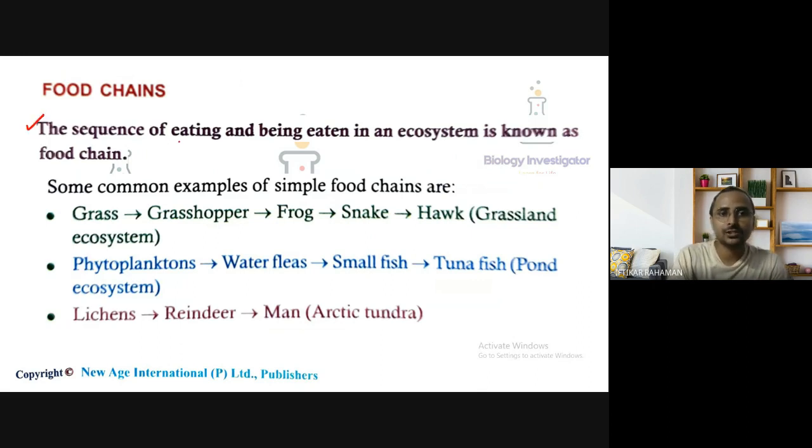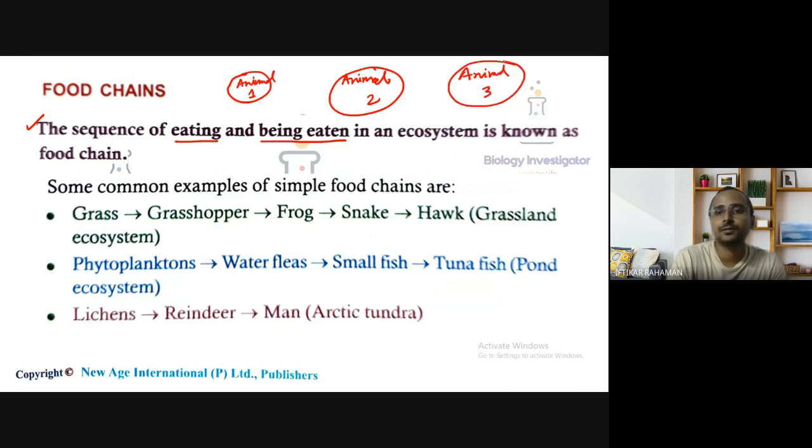So the sequence of eating and being eaten in an ecosystem is known as food chain. For example, there is one component, like animal number one. There is animal number two. There is another animal number three. So animal two can eat animal one, and animal three can eat animal two.